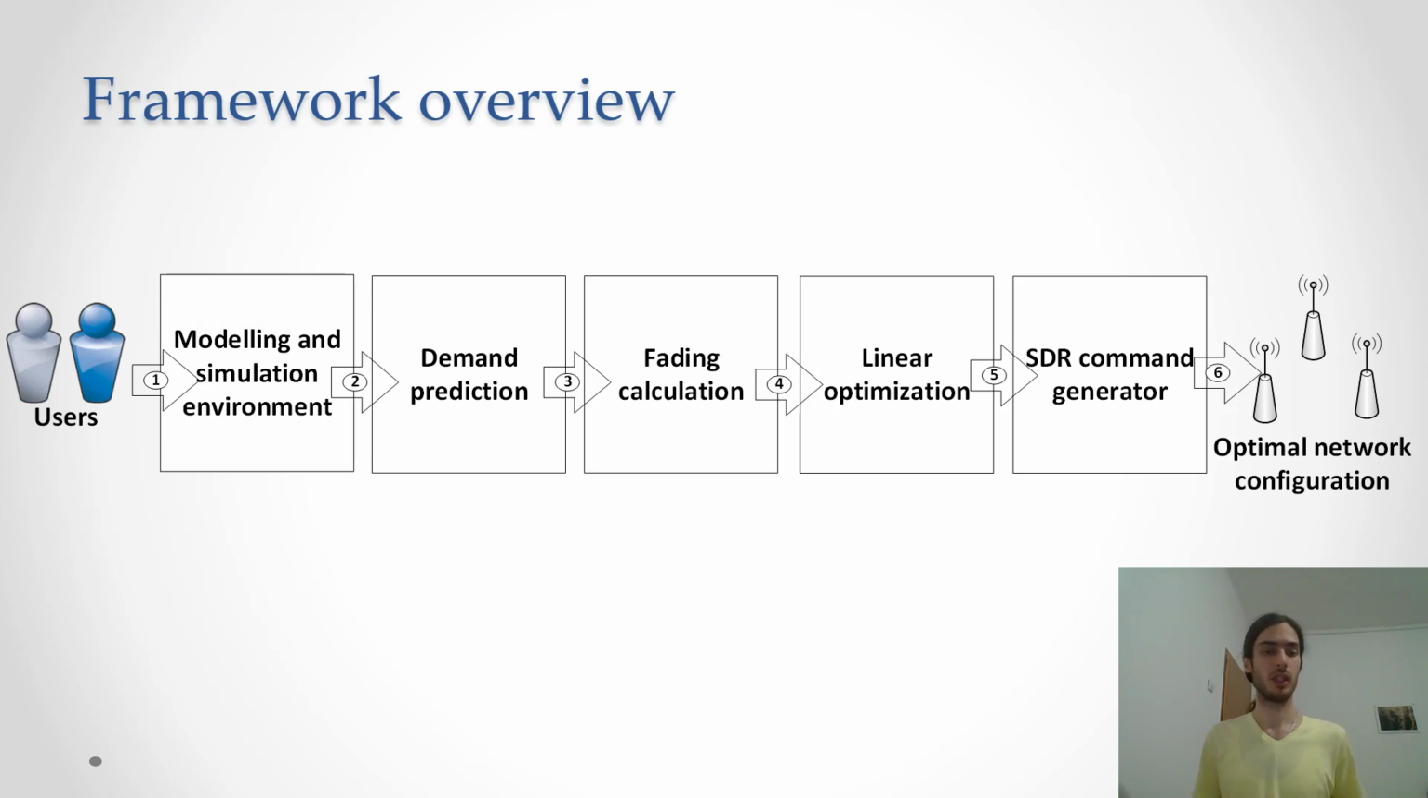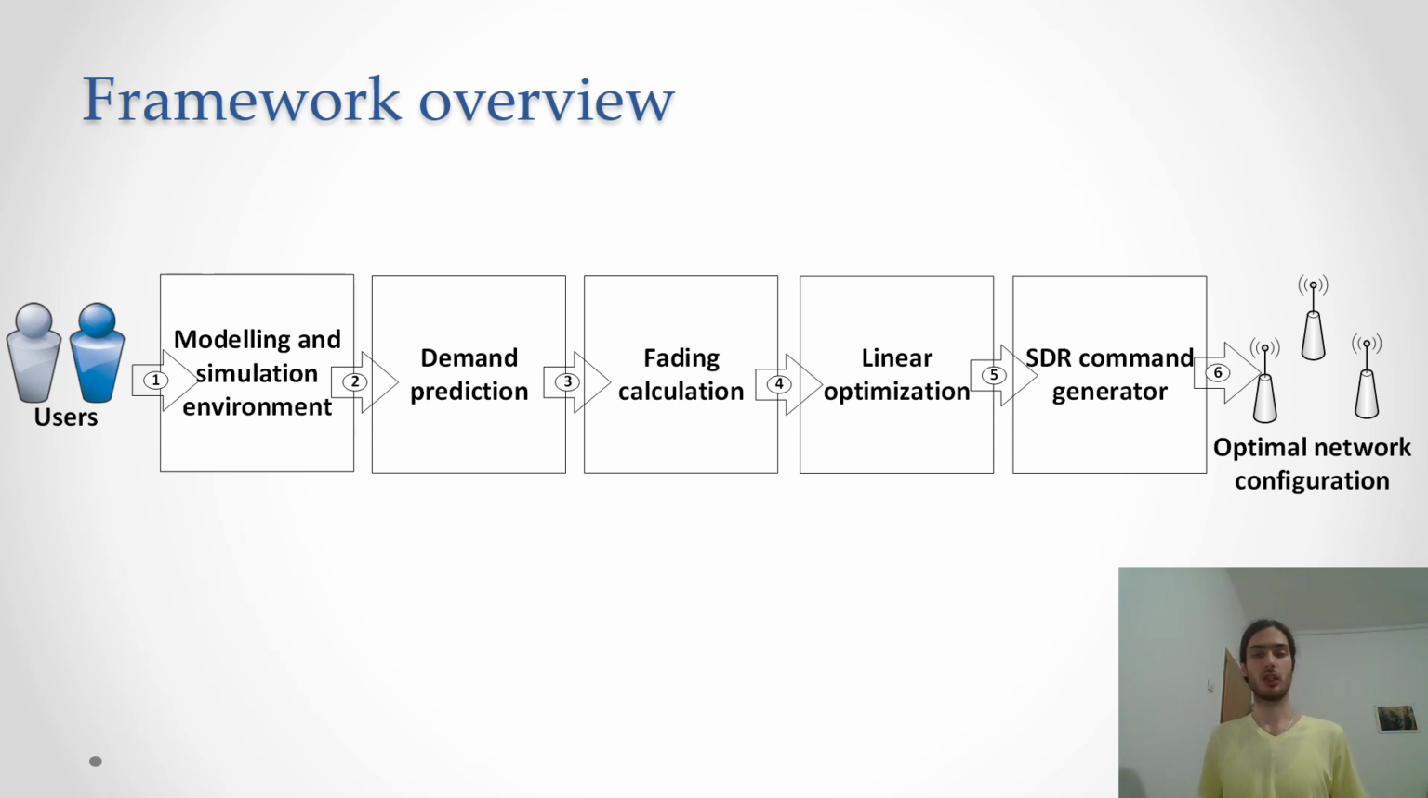Framework overview. The first step is modeling of smart city resources with respect to base station parameters and their allocation, and on the other side, the consumer demand. The next step is demand prediction. We use historical past data within a given location to predict service consumption in the future.